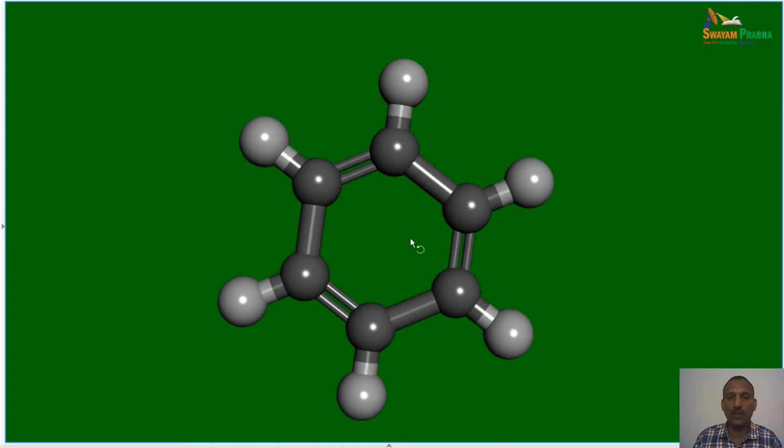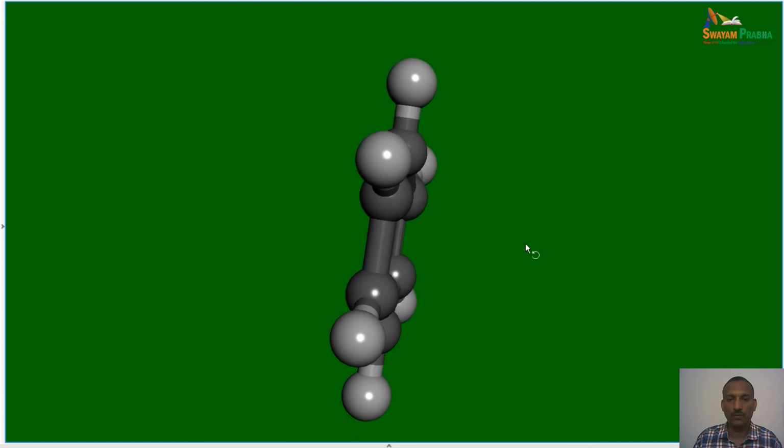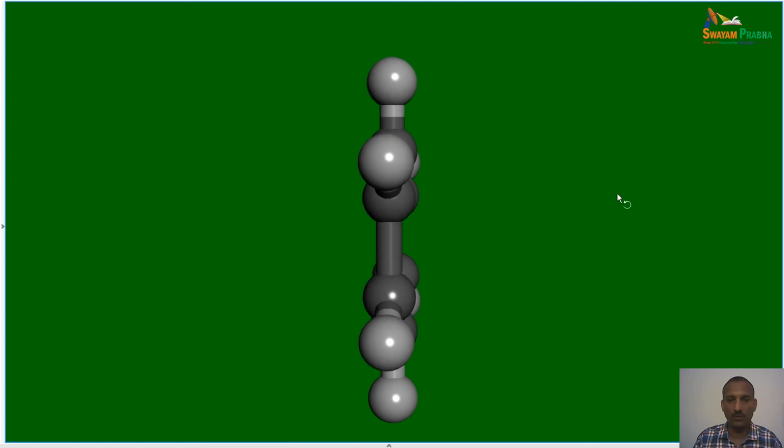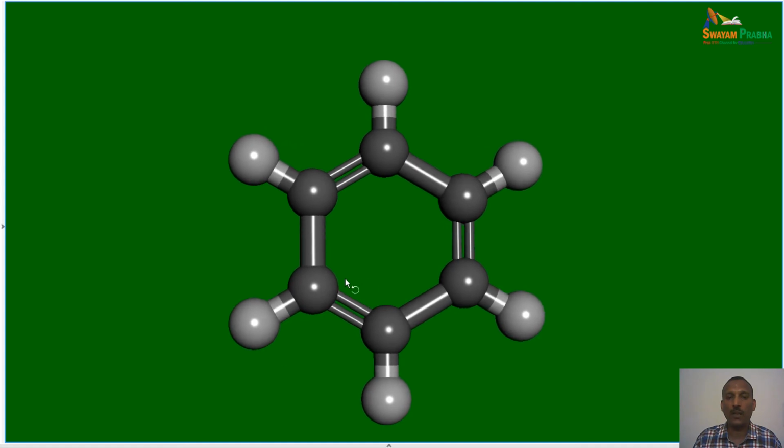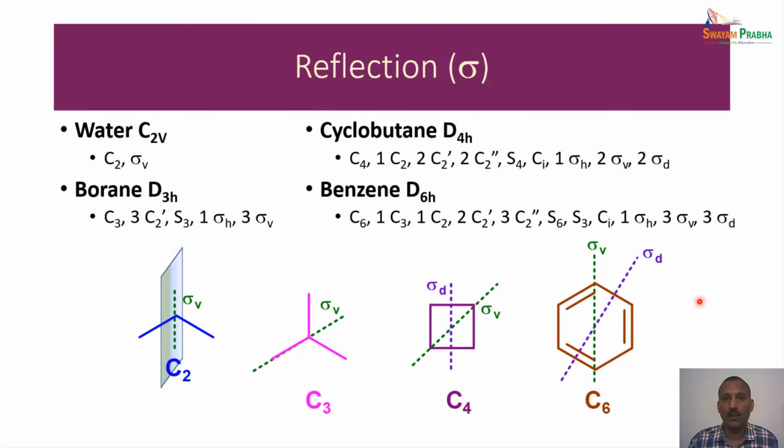And the next way is, I cut across this plane, in which I get exactly the mirror image of the molecule. So this benzene molecule also has vertical, horizontal and diagonal planes of symmetry. This way we can actually dissect the molecule to know what the different symmetry elements present in that particular molecule are. Let us continue with the reflection or the sigma plane.